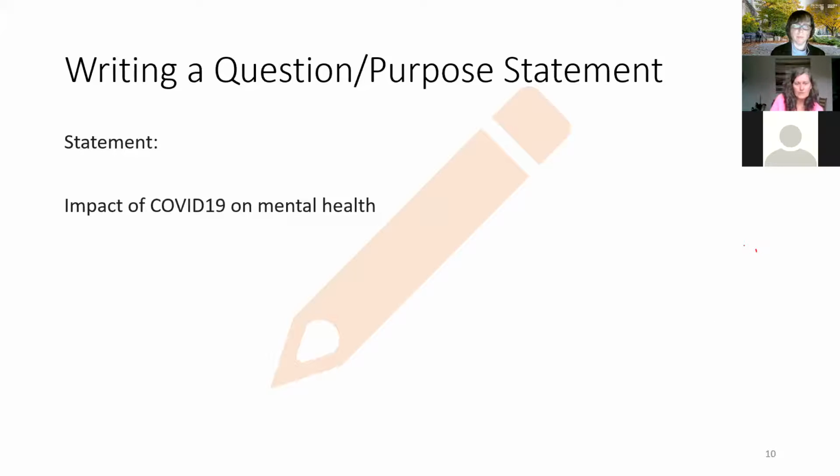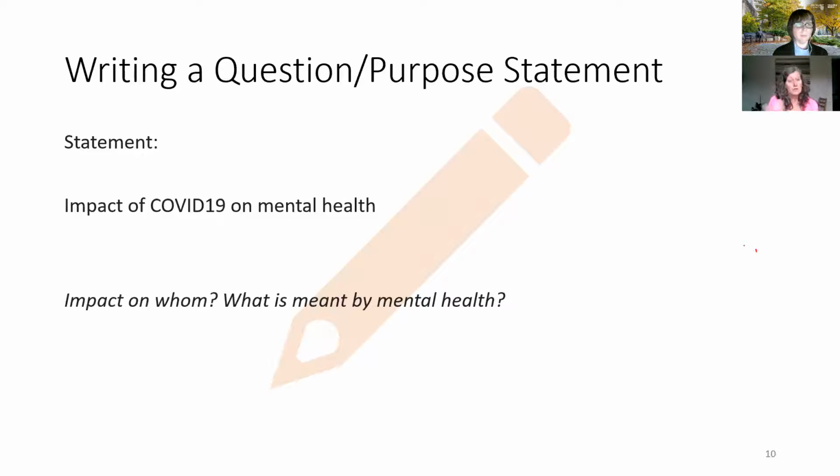So for example, let's say your idea is what's the impact of COVID-19 on mental health? That's a huge question. Even for a lit review or any sort of research paper, it's too big. There's not enough information indicated there that's going to make it useful, right? Impacted on whom, or what do you mean by mental health? COVID-19, we can pretty much understand, but there's way more there to unpack.